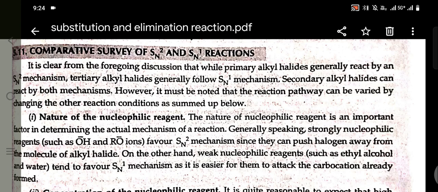summed up below. First, the nature of the nucleophilic reagent. The nature of the nucleophilic reagent is an important factor in determining the actual mechanism of reaction. Generally speaking, strongly nucleophilic reagents favor the SN2 mechanism since they can push the halogen away from the molecule of alkyl halide. On the other hand, weak nucleophilic reagents tend to favor the SN1 mechanism as it is easier for them to attack the carbocation already formed. Second one, concentration of the nucleophilic reagent.